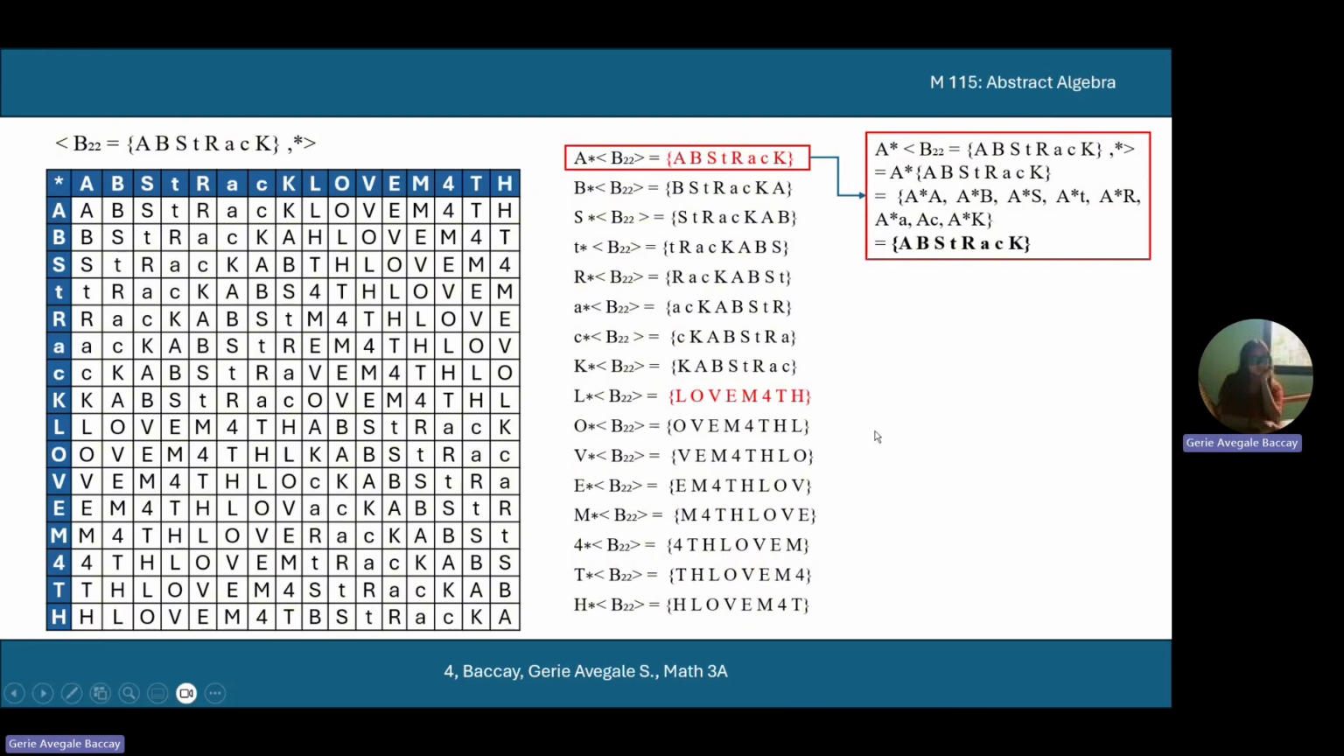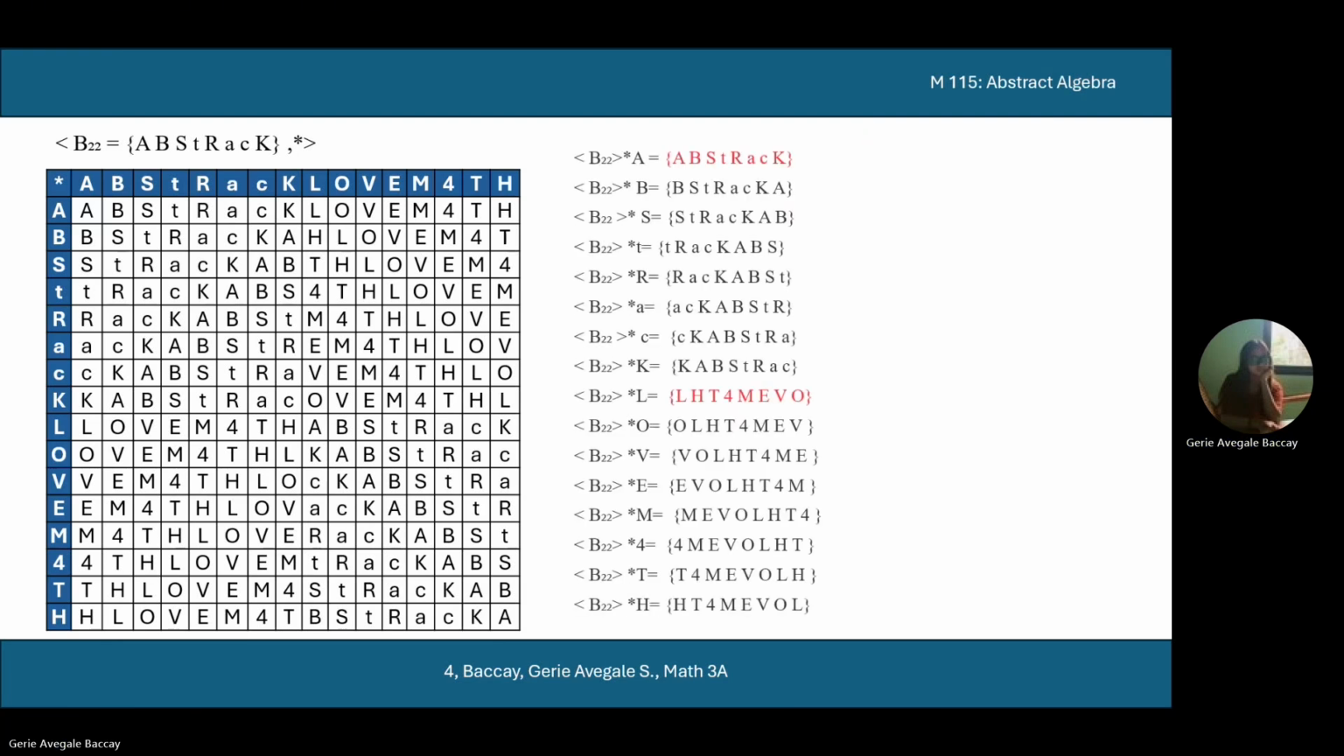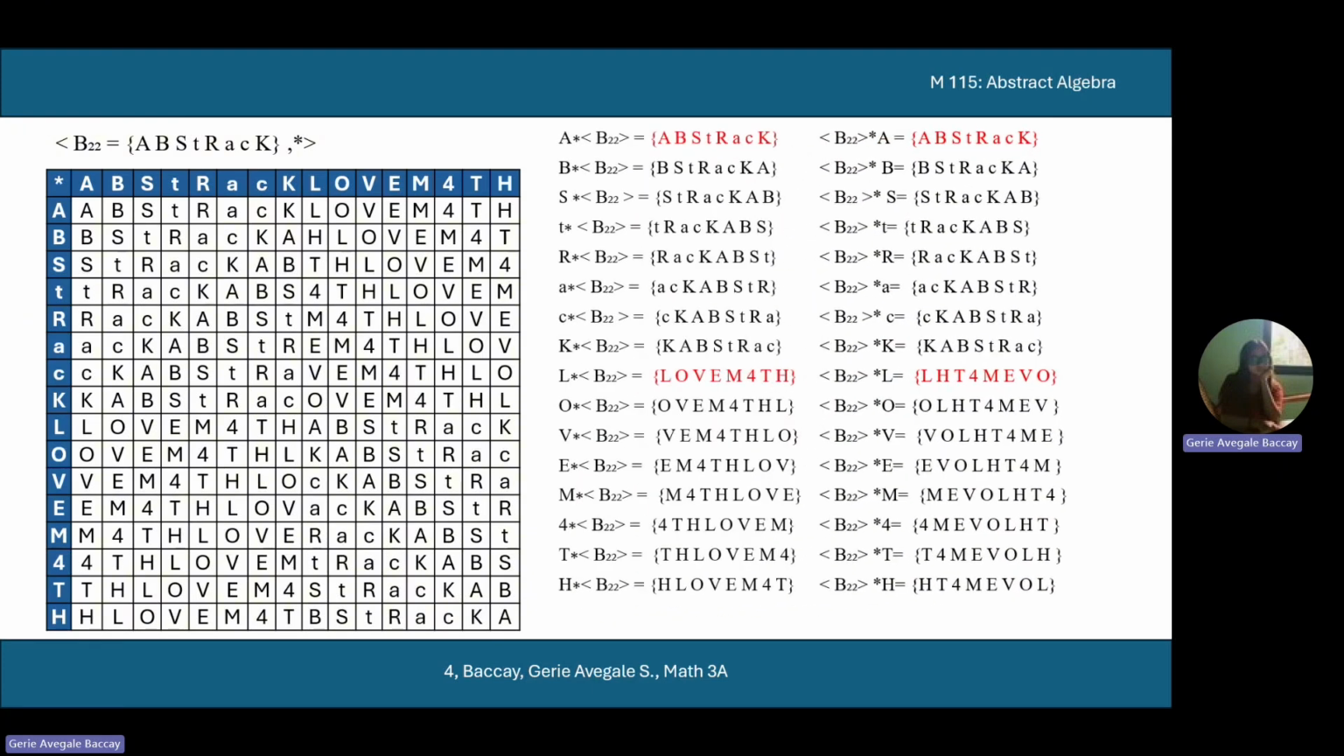Now let's explore the right cosets for B sub 22. Just repeat the same process in getting the right cosets for B sub 22, and we will get these cosets. And to know if it is a normal subgroup, what we do is compare, and if it matches, then it is a normal subgroup. Since the left cosets and the right cosets are the same, then we can conclude that B sub 22 is a normal subgroup.